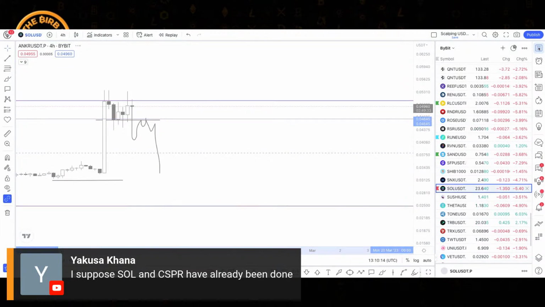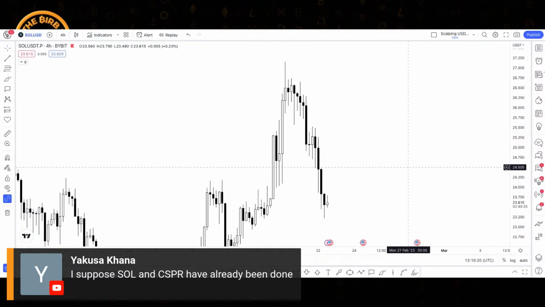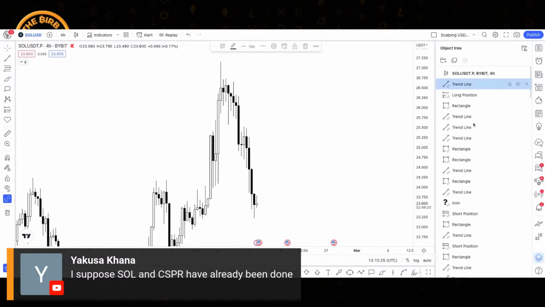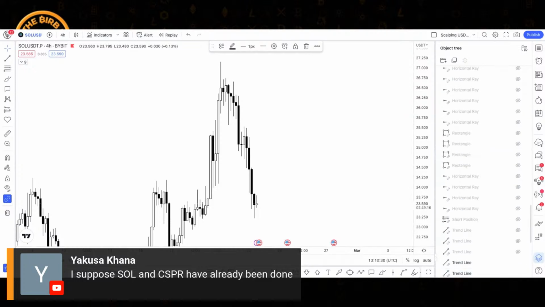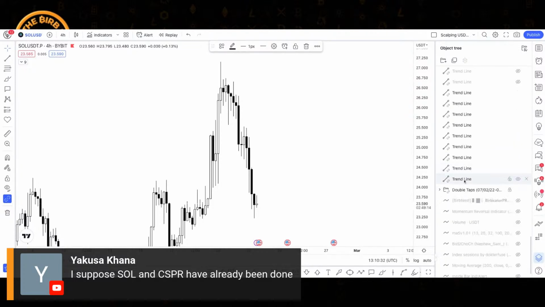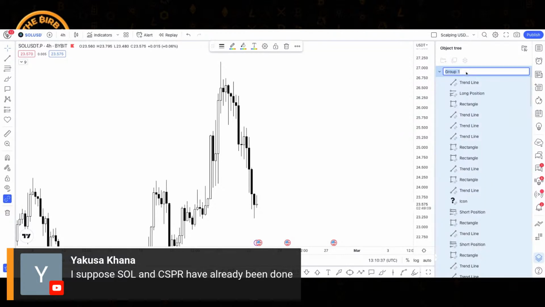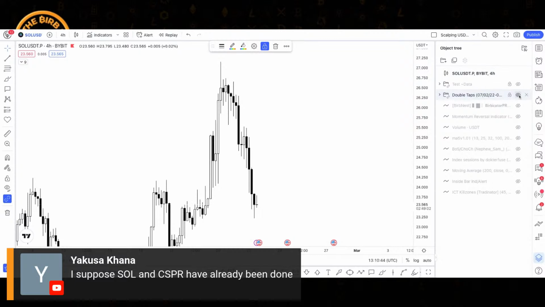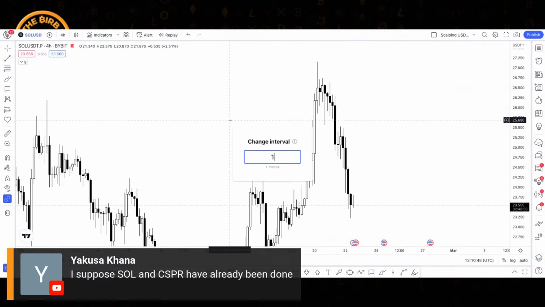Sol's got a nice red tick on it, meaning that it has been getting pretty aggressively shorted by us at the moment. But let's just make sure we've got everything clean. A lot of data sat here, so let's get that. Hide that. And then hide that as well. There we go. Right, so let's rock and roll with this.